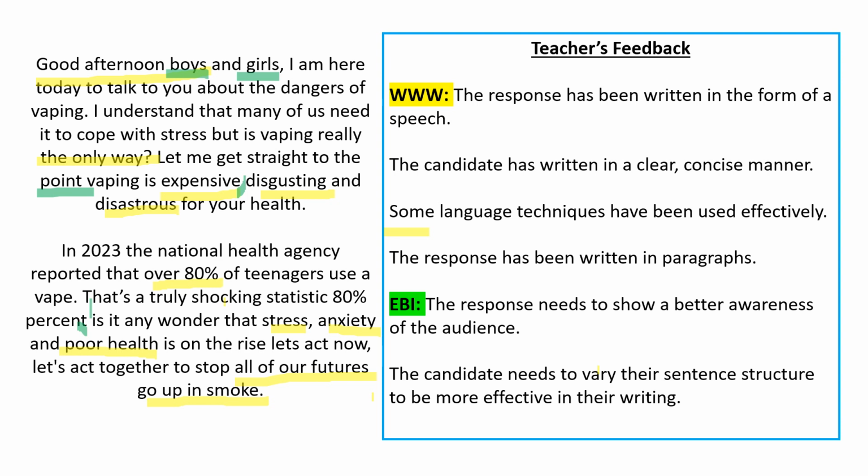Is it any wonder that stress, anxiety and poor health is on the rise? There should be a rhetorical question there as well. So not only the sentence structure, but also the punctuation is lacking a bit. Let's act now. I would say maybe a full stop. Let's act now. Sounds very punchy if you have a nice short sentence. Let's act now. Pause. Let's act together. Full stop. To stop all of our futures from going up in smoke. Again, I just need to address that little bit at the end and think about the pace.